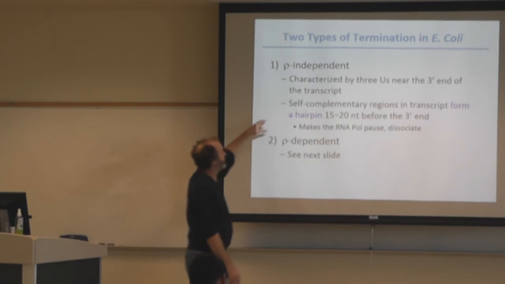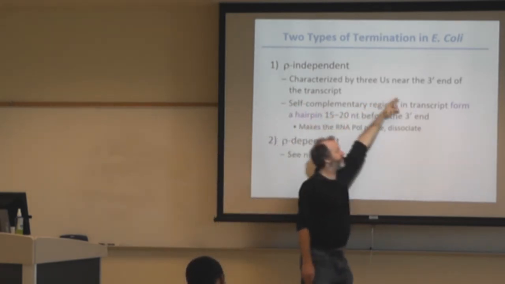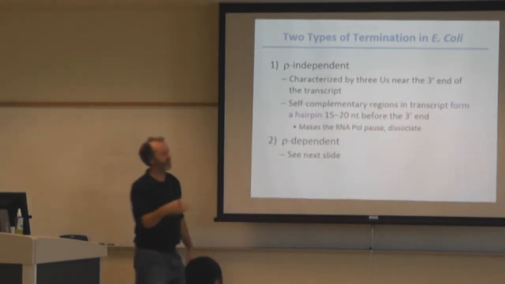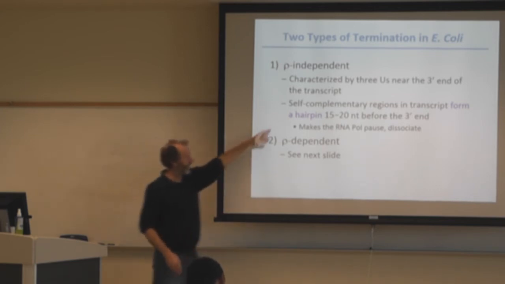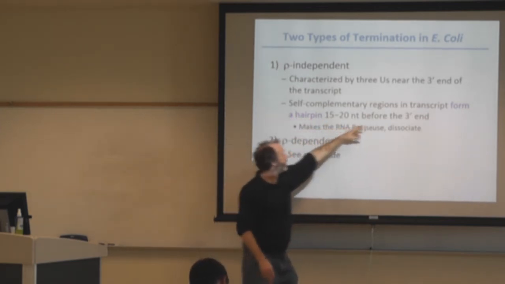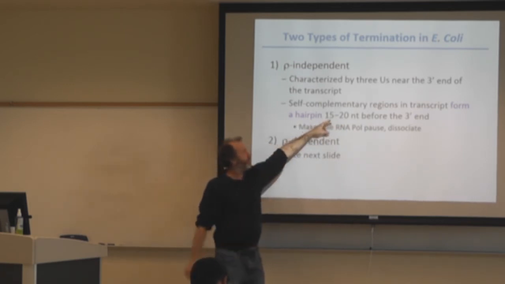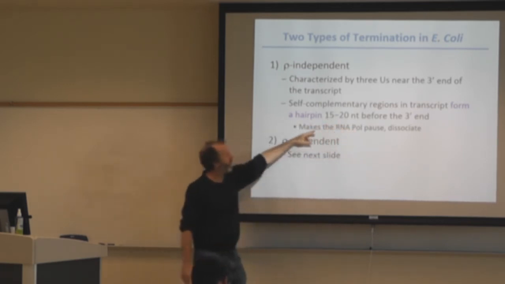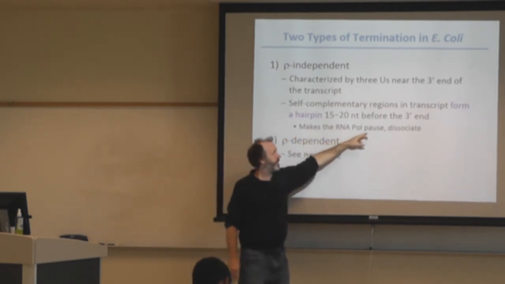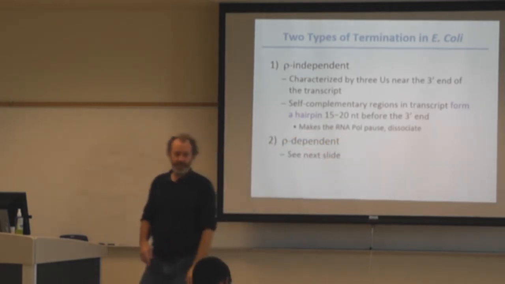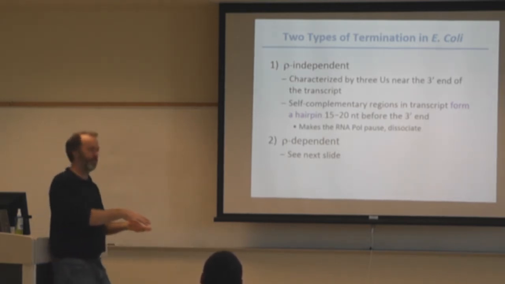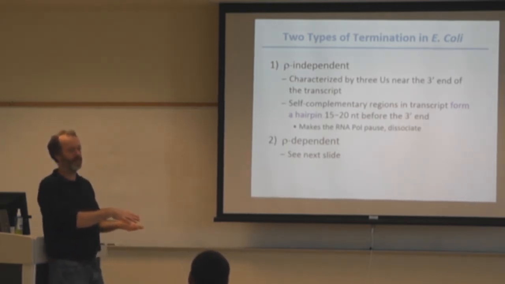In Rho-independent termination, we have several U's near the end of the transcript. And you have a self-complementary region in the transcript that forms a hairpin 15 to 20 nucleotides before the 3' end, which makes the RNA polymerase pause and dissociate. So the U's, what base is analogous to U in DNA? T, right? Remember, A's and T's and U's only have 2 hydrogen bonds each.